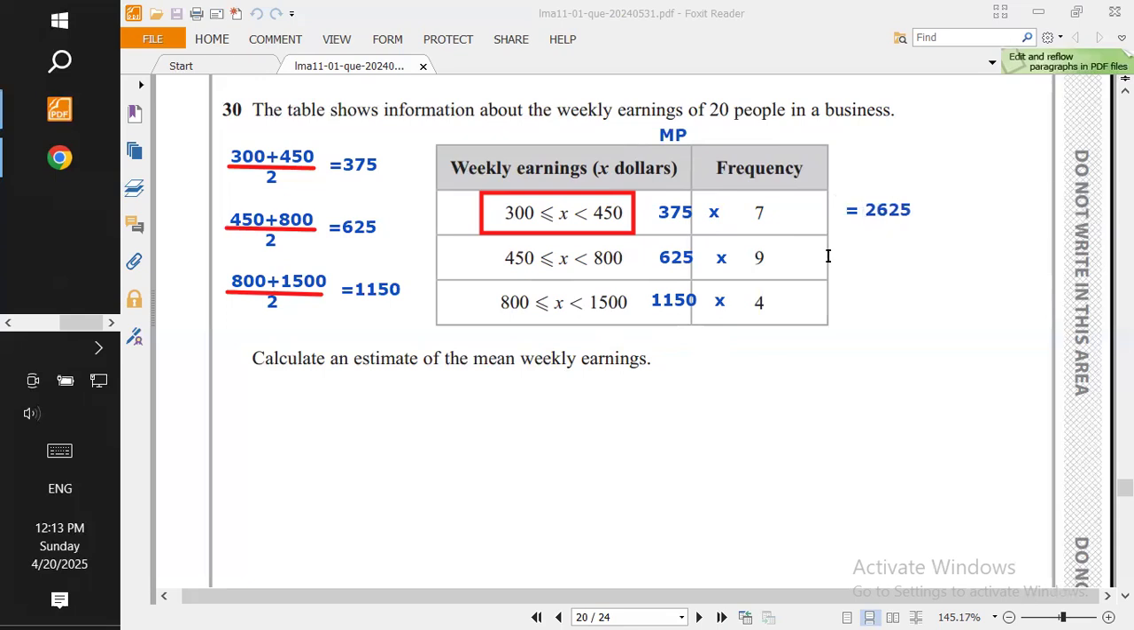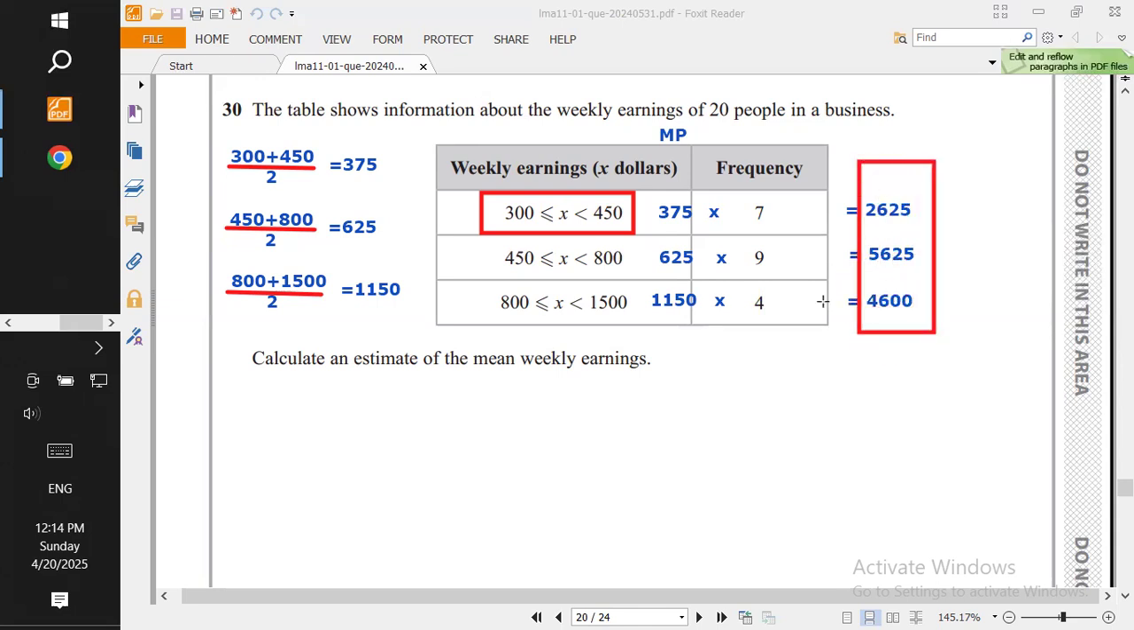Now, 625 times 9 is 5625. Make sure that you calculate it correctly with a calculator. And then the last one, 1150 times 4, equals 4600. So, as we said, the second step is multiplying each midpoint by the frequency in front of it. Now, the next step will be what?